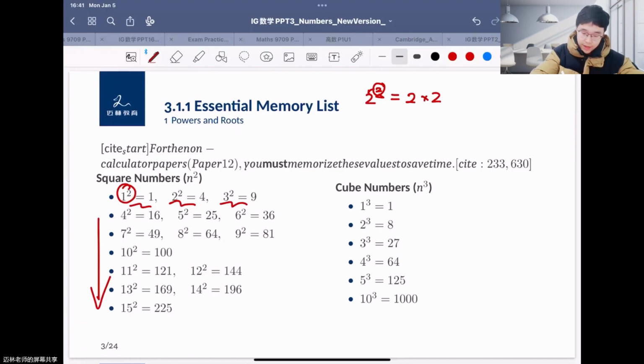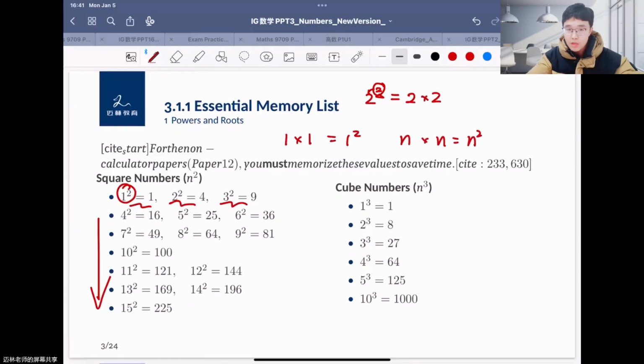That means 1 times 1 is 1 squared, and n times n means n squared. So we can use n with a 2 on its head to represent square numbers. And for cube numbers, we can write n cubed.